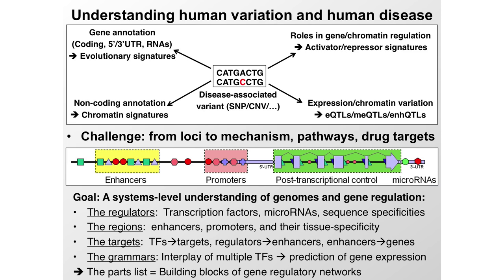So you all know the challenge of basically starting from genetic variants and trying to figure out their actual mechanistic basis. And we need to understand, of course, the gene annotation, the non-coding annotation, their roles in gene and chromatin regulation, as well as their variation across individuals. And a big foundation that our field has been relying upon is a basic annotation of functional elements, many of which were initially discovered by this crowd, such as promoters, enhancers, insulators, post-transcriptional regulatory elements, microRNA targets, and so on and so forth. So the way that I think about this is that these are the building blocks of gene regulation, and we need to put these building blocks together into regulatory networks, and we need to understand exactly the impact of a single nucleotide mutation in the specific cell type in which every disease will be acting. And that's a tremendous challenge.